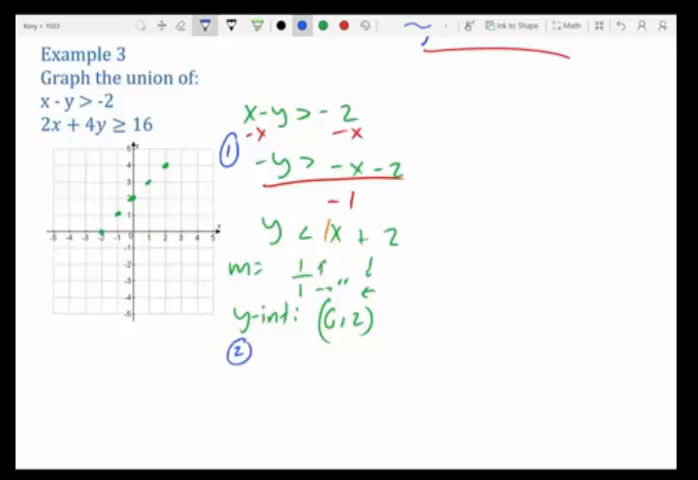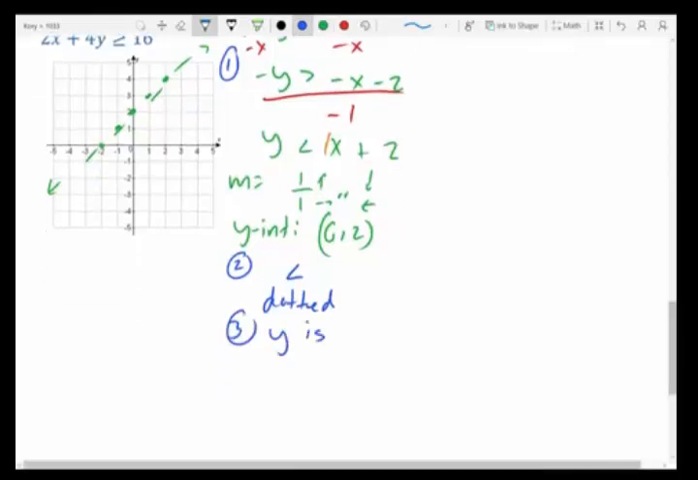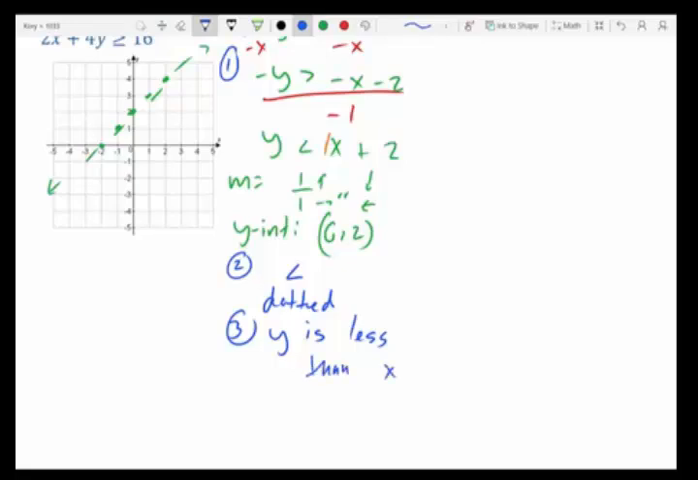Our second step, is this going to be dotted or solid? Well, since we have the less than and nothing underneath, it's going to be dotted. So we have a dotted line. And then we need to read this. It says y is less than x. So if it's less than, we shade below the line.